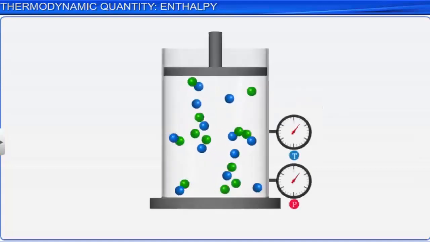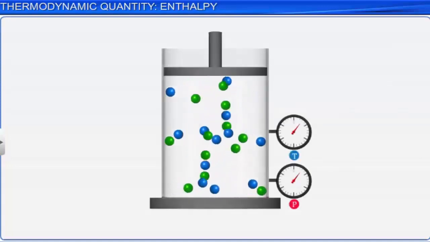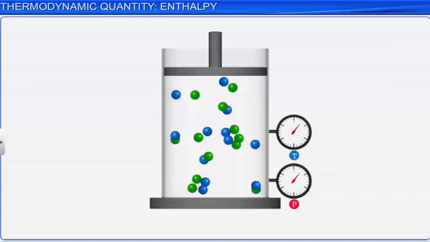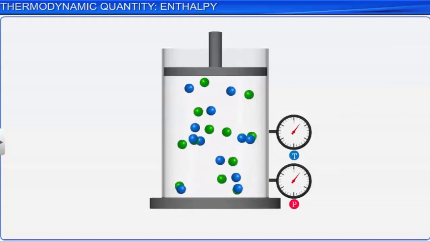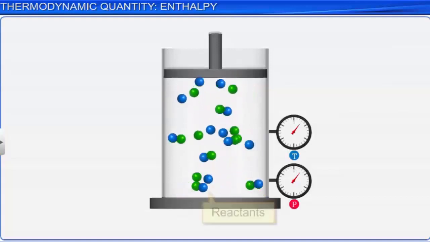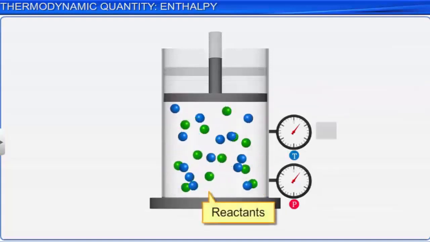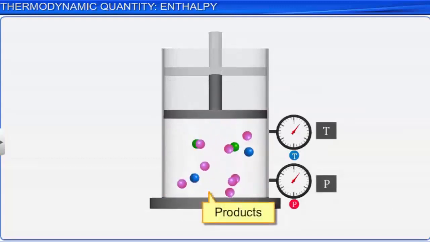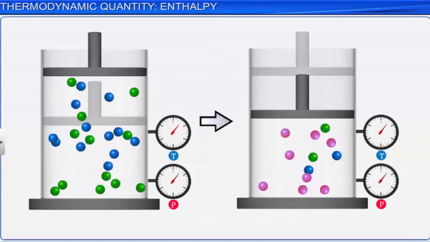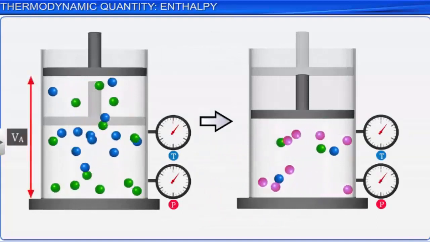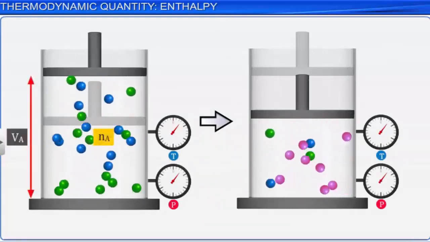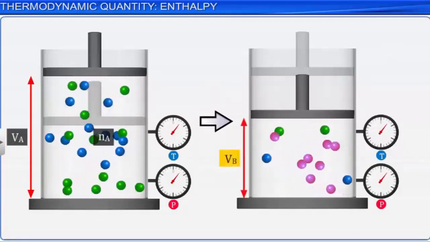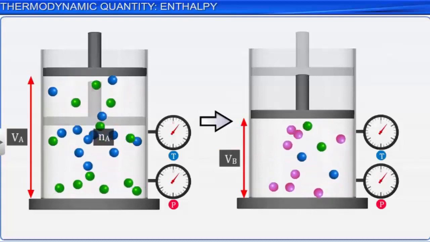The difference between the change in internal energy and enthalpy becomes significant when gases are involved in the reaction. Let's consider a chemical reaction occurring at constant temperature, T, and constant pressure, P. Now, let's say that the volume of the reactants is V_A and the number of moles in the reactants is n_A. Similarly, the volume of the products is V_B and the number of moles in the products is n_B.